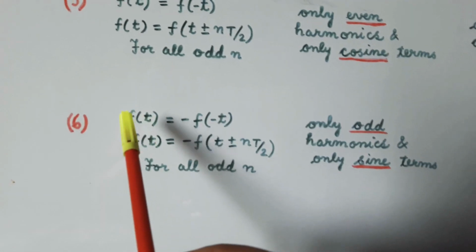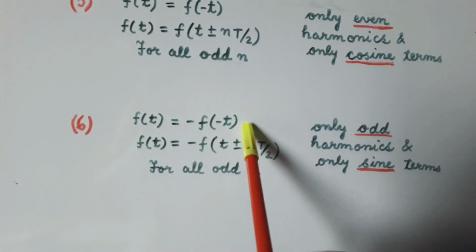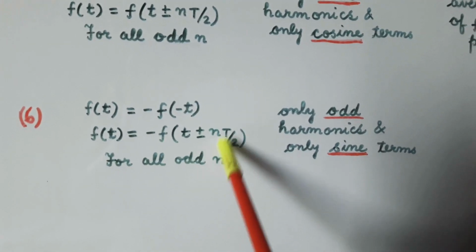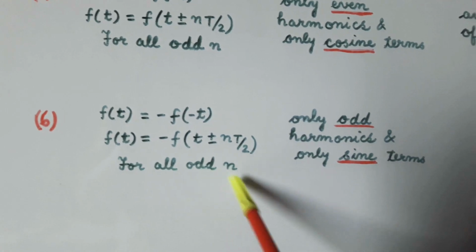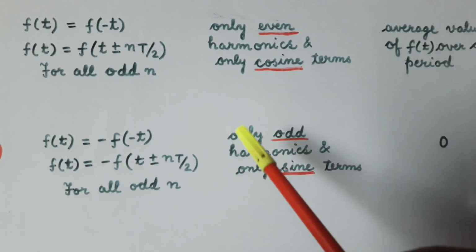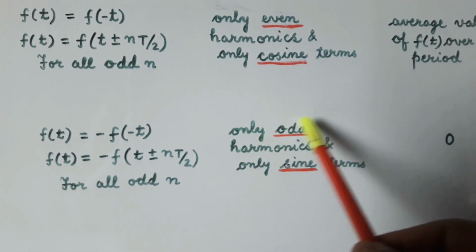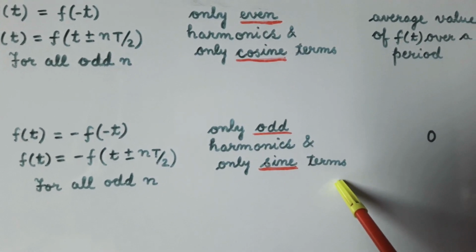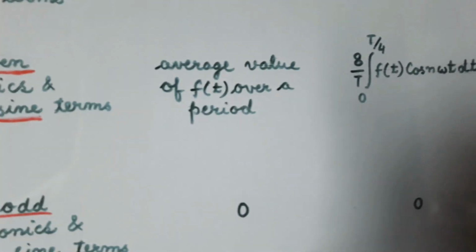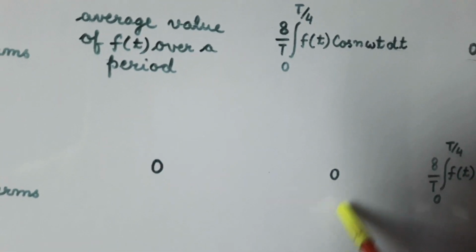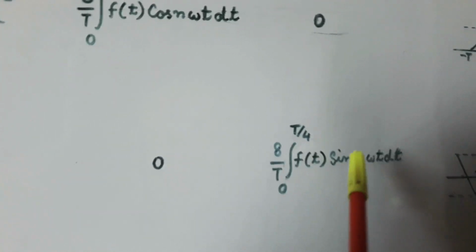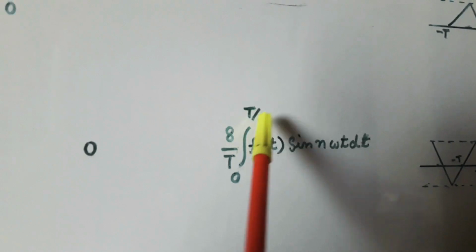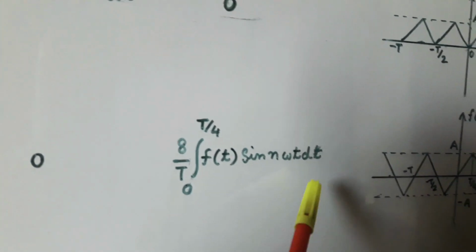The last condition for symmetry will be satisfied when a function f(t) is equal to minus f(minus t) and also f(t) is equal to minus f(t plus or minus T/2) for all odd n. In this case we will find that the function will have only odd harmonics and only sine terms will be present. So the value of a0/2 will be 0, the value of an will also be equal to 0, and the value of the coefficient bn will be equal to 8/T integration from 0 to T/4 of f(t) sin n omega t dt.